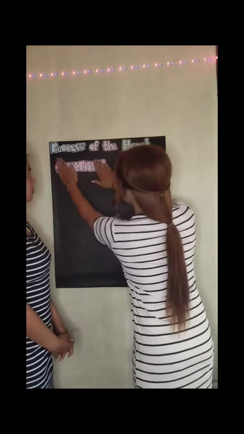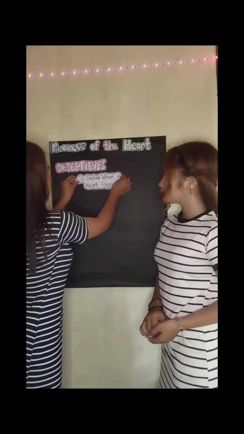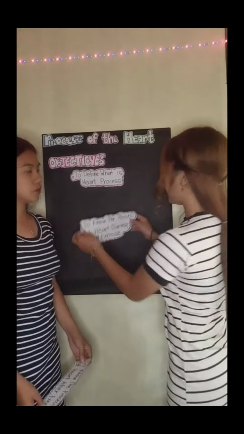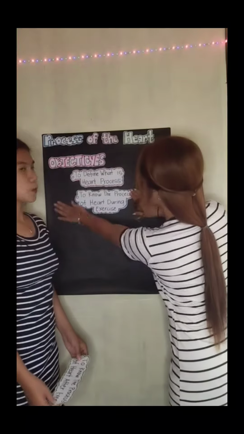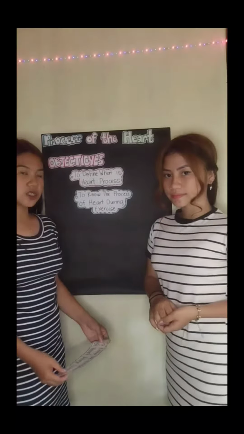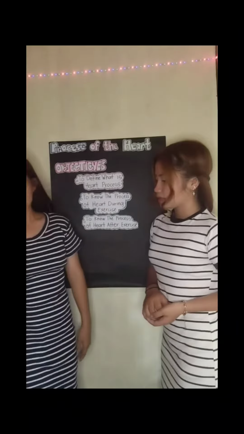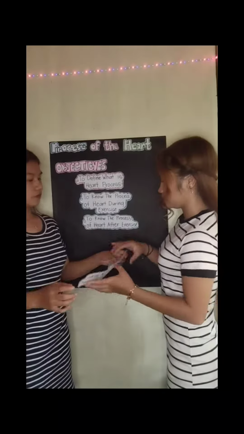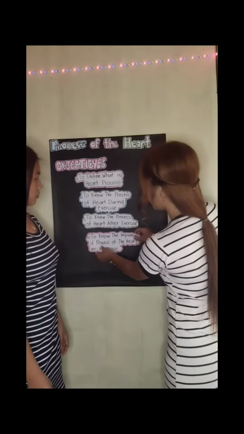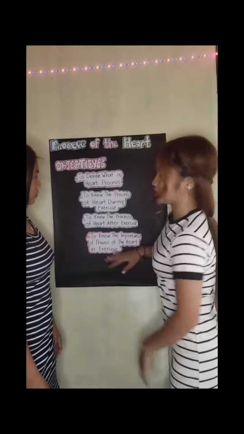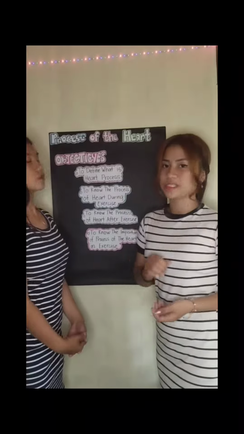Before we start our discussion, let us know first our objectives. Our first objective is to define what is heart process. Our second objective is to know the process of the heart during exercise. Our third objective is to know the process of the heart after exercise. And our last objective is to know the importance of the process of the heart in exercise. So these are our four objectives.